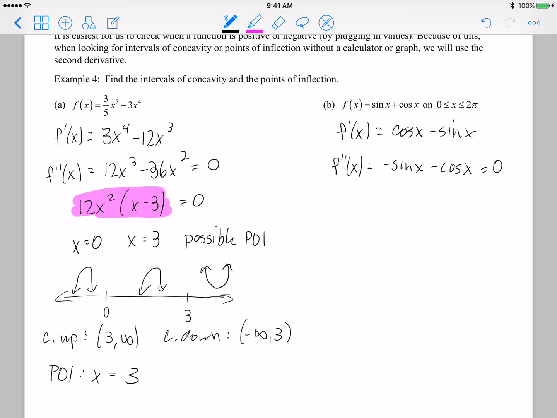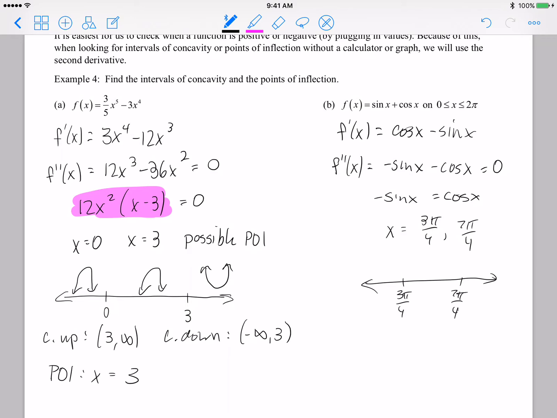Okay, so if I set this equal to 0 to find my possible points of inflection, I'm going to get negative sine x is equal to cosine x. This is a problem that you should have solved in the first assignment over the unit circle. And so if you'll recall, you should have gotten x is equal to 3 pi over 4 and also 7 pi over 4. Okay, so if we put those on a number line, we can test concavity in these intervals. So 7 pi over 4 will go there, 3 pi over 4 on the left.